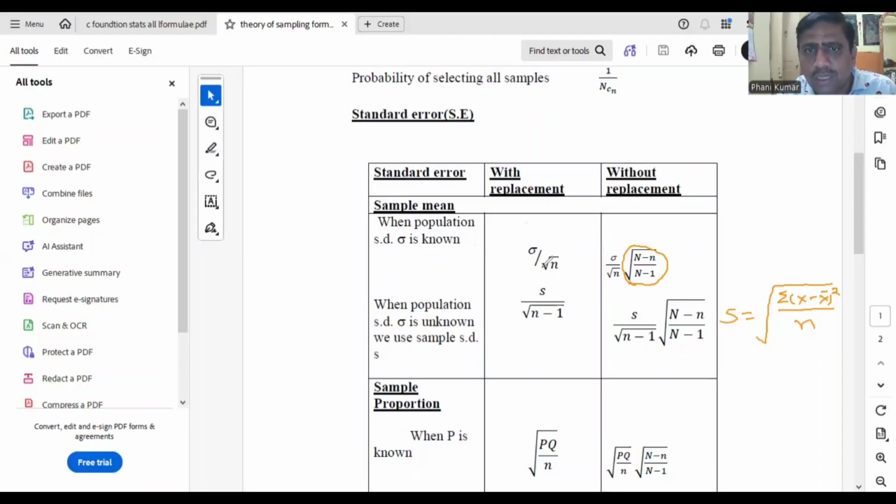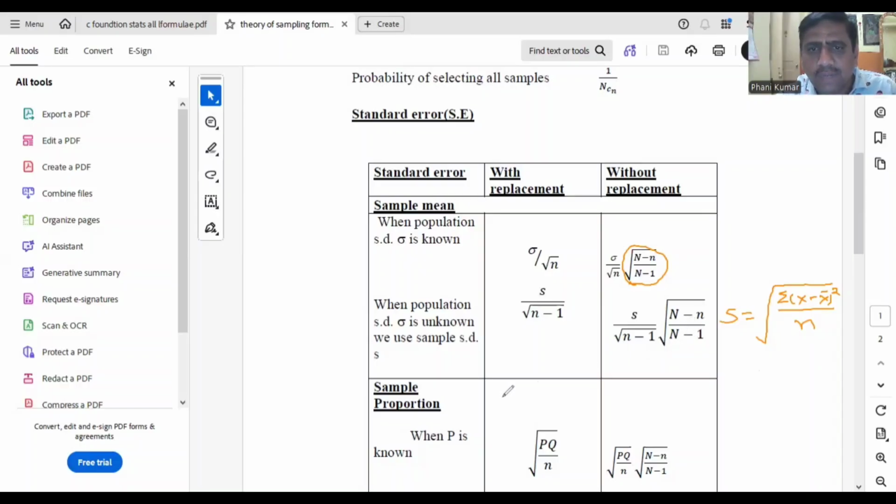Whenever sigma is known, the standard error is sigma by root n with replacement, and without replacement it is sigma by root n into FPC. When the population SD sigma is not known, use the sample SD s, which is computed using the formula s equal to root of summation x minus x bar whole square by n, or sometimes the sample SD value is given directly. Whenever sample SD s is given without sigma and we are using sample SD, our formula in the case of with replacement is standard error s by root n minus 1, and without replacement it is s by root n minus 1 into FPC.